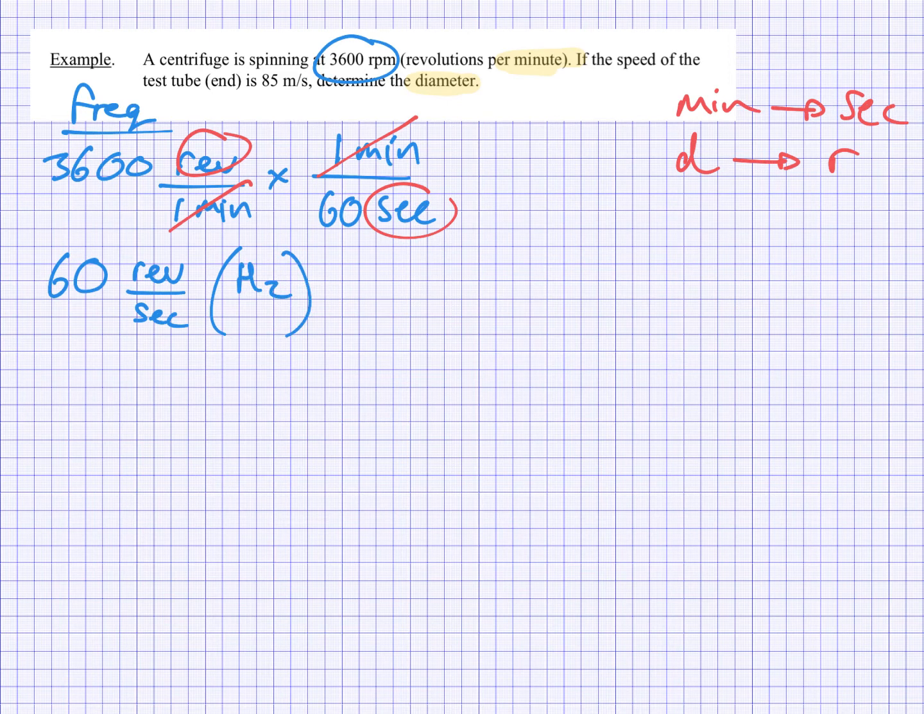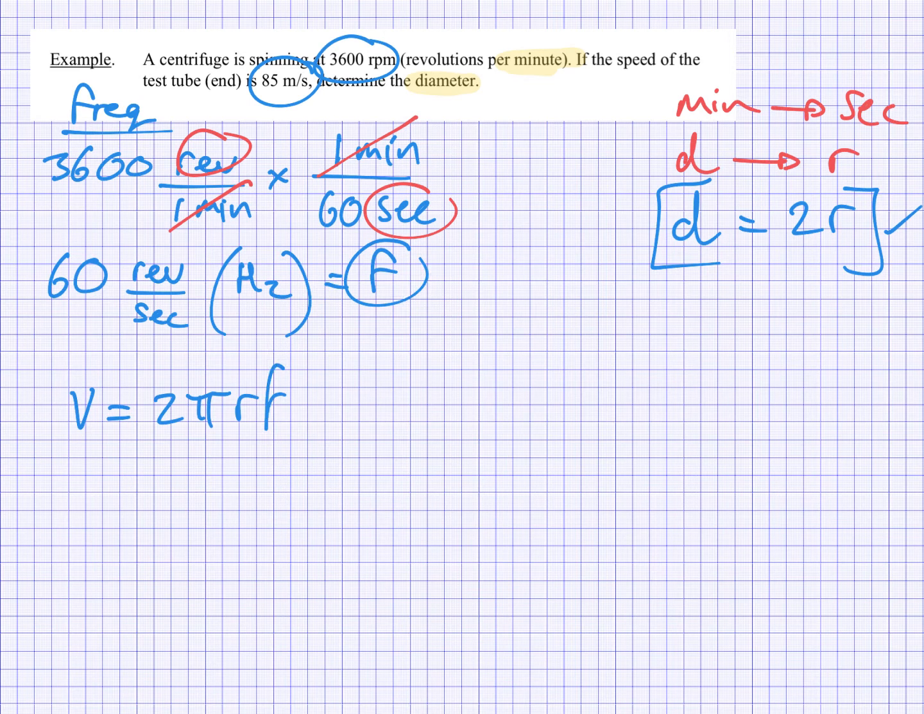So this is 60 hertz, and this is a frequency value. Okay, next thing to note is that the diameter is obviously going to be equal to 2 radiuses, so I've got to make sure I pay attention to that as well. I'm given the speeds in meters per second, and so I can use my speed is equal to 2 pi r, and I'm going to use my 2 pi r f equation because I've got the frequency.